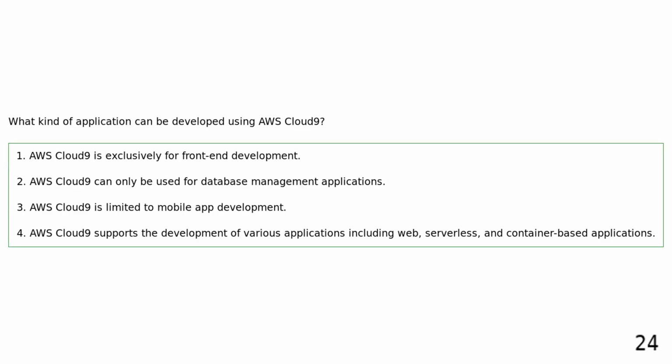What kind of application can be developed using AWS Cloud9? AWS Cloud9 is exclusively for front-end development. AWS Cloud9 can only be used for database management applications. AWS Cloud9 is limited to mobile app development. AWS Cloud9 supports the development of various applications including web, serverless, and container-based applications. AWS Cloud9 is versatile and supports the development of different types of applications such as web, serverless, and container-based applications.